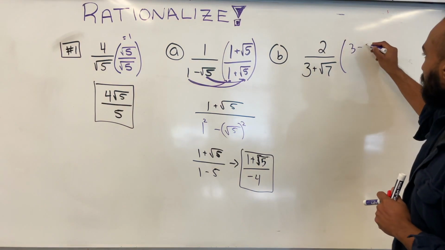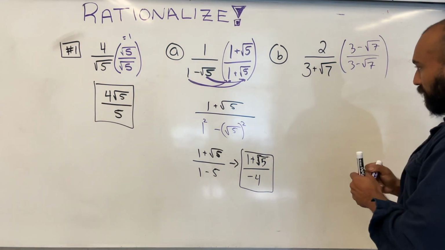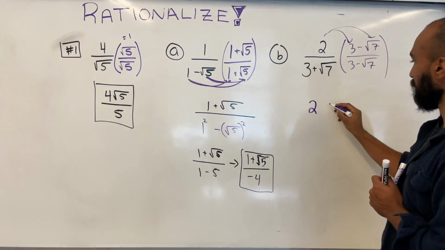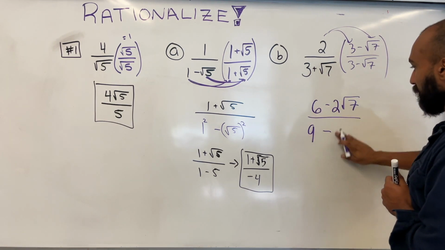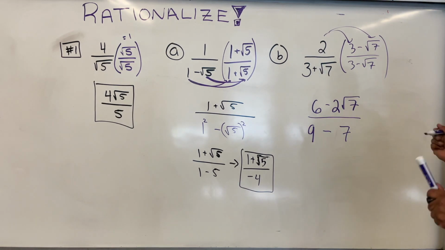Same thing here on part B. I simplified a little bit differently. So I used the conjugate. So I use 3 minus root 7 instead. I have to do a little distributing on top. And here we go. I get down to this.